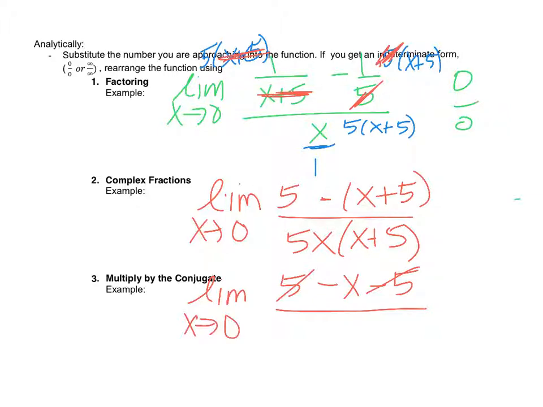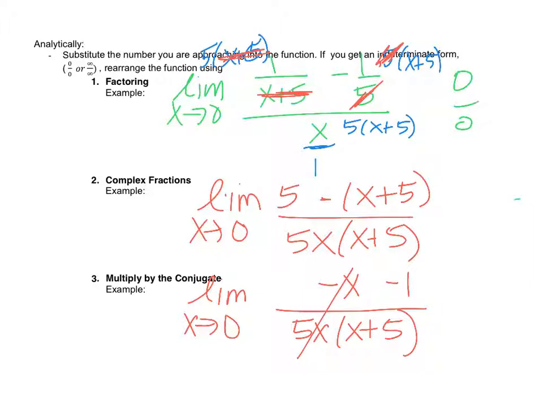And on the bottom, we have 5x times x plus 5. I'm not going to distribute that because it's just going to make my life harder. Look at this. This 5 and this 5, they're gone, right? Let me erase these. So I'm left with negative x on top, but I also have an x on the bottom. It's all multiplied together. So those x's cancel. This just becomes a negative 1.